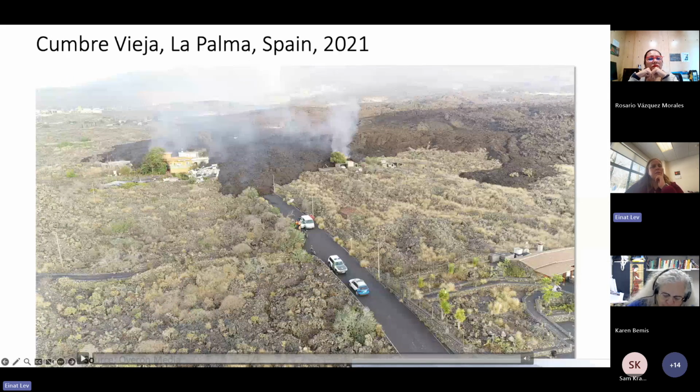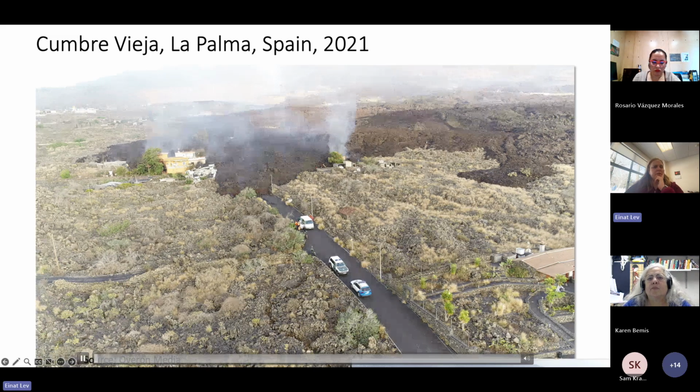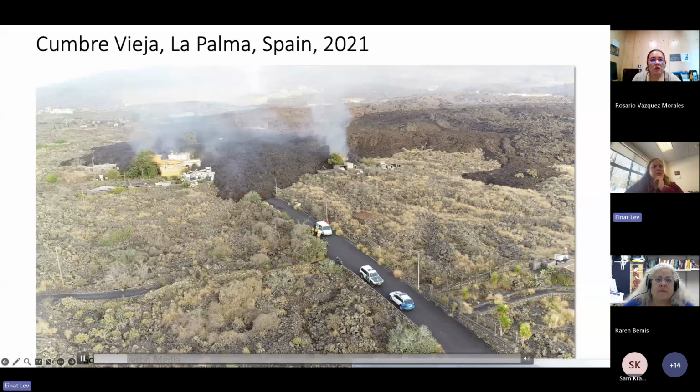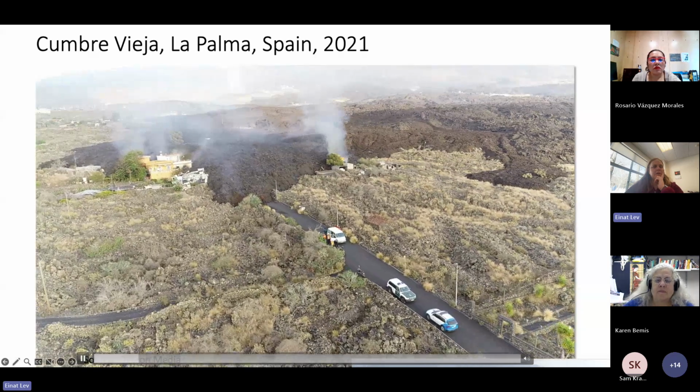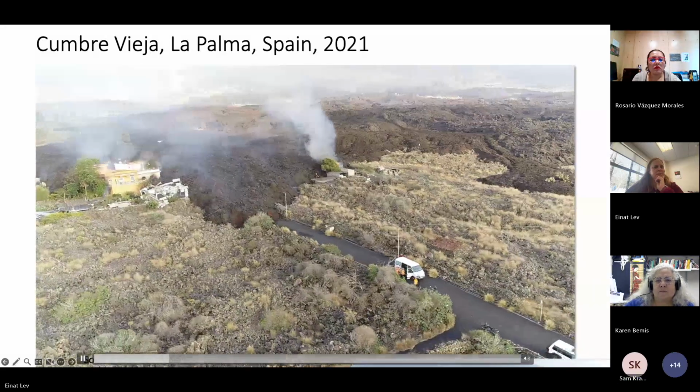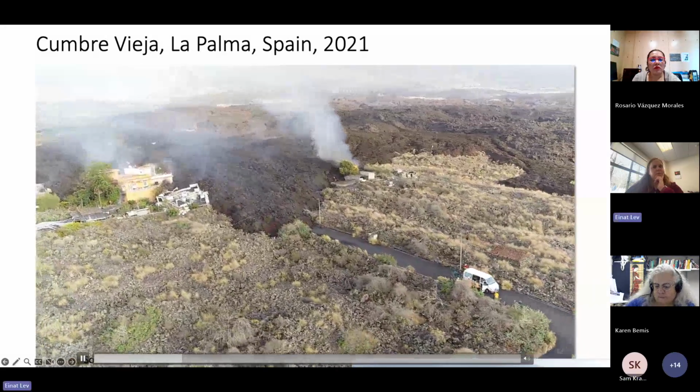This is lava flow damage from the 2021 eruption in Cumbre Vieja, La Palma in Spain. You see this house, this road, obviously all gone. This is going to be a video where you can see some of that damage. Houses burn on fire.